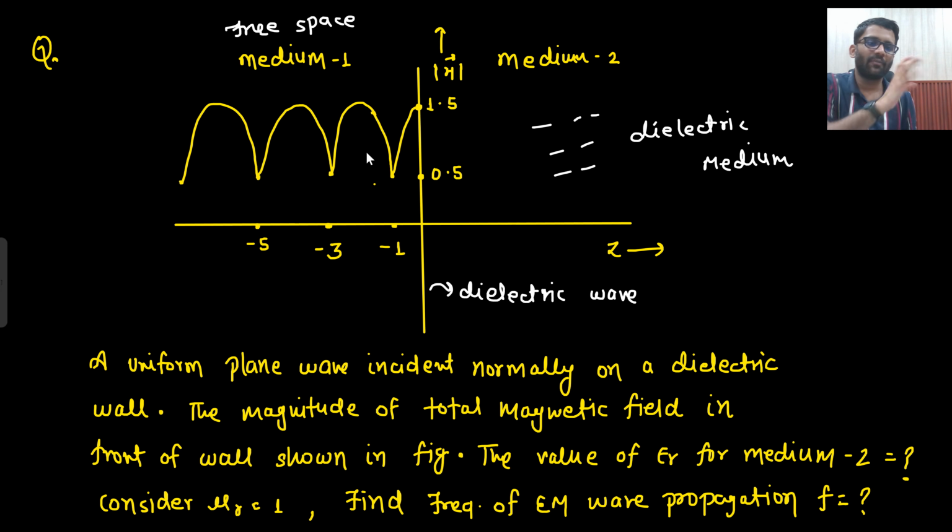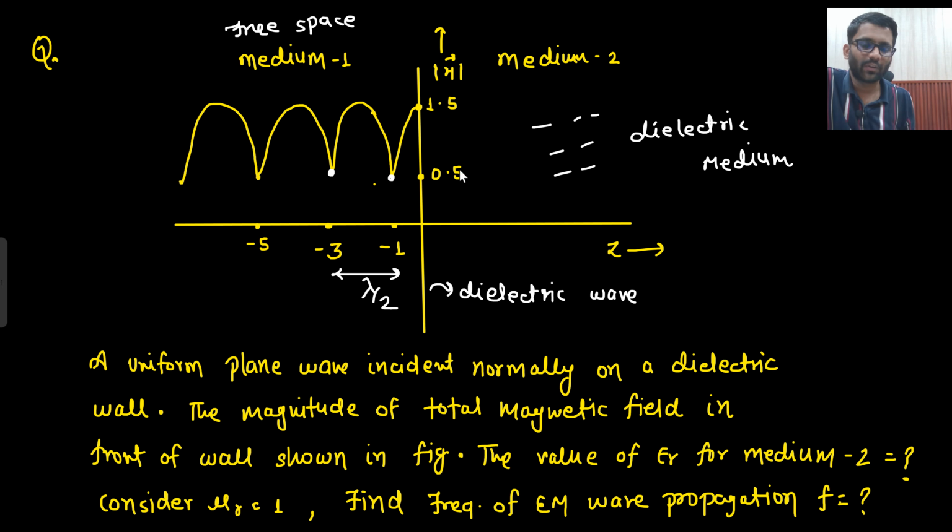So looking at the diagram, first we will see what all things I can conclude. First, I can see what will be this difference, lambda by 2. Do you agree to this point? This is a minima, this is a minima. What is the distance between two minima? Lambda by 2. So lambda by 2 is equal to 2, that I can tell. But forget about that. First, what I can see is the standing wave ratio. So magnetic standing wave ratio I can see, or it would be equal to electric standing wave ratio.